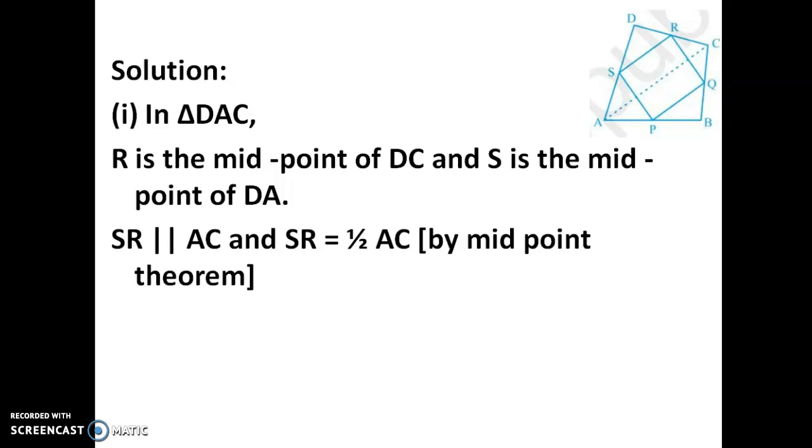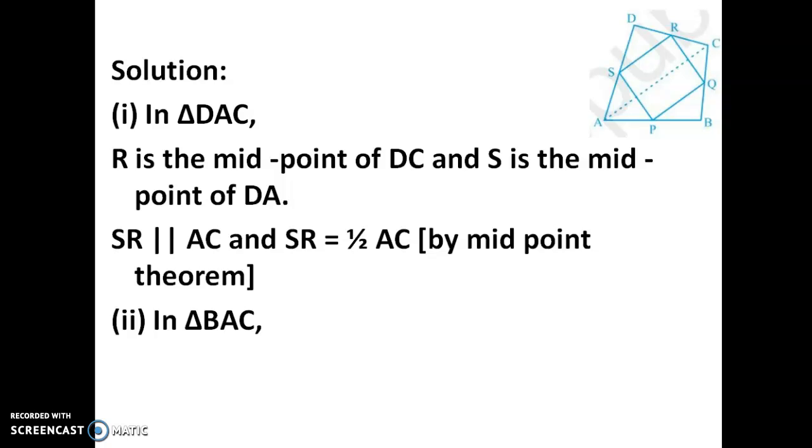What does the midpoint theorem say? If the midpoints of two sides of a triangle are joined, the line will be parallel to the third side, and that line will be half of the third side. This is what the midpoint theorem says, which I explained in my first video of this lesson. So now this is proved.